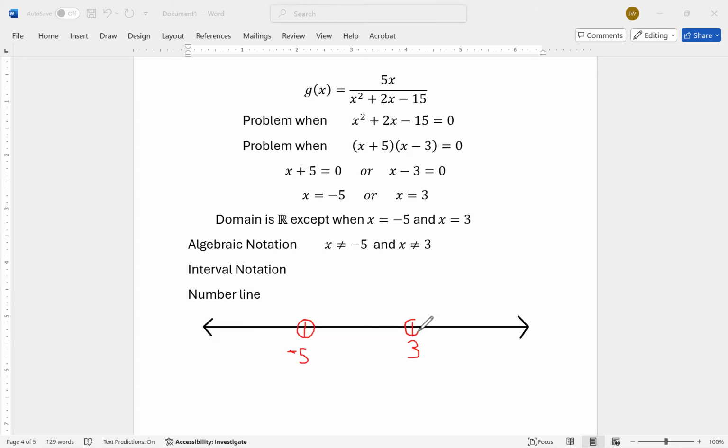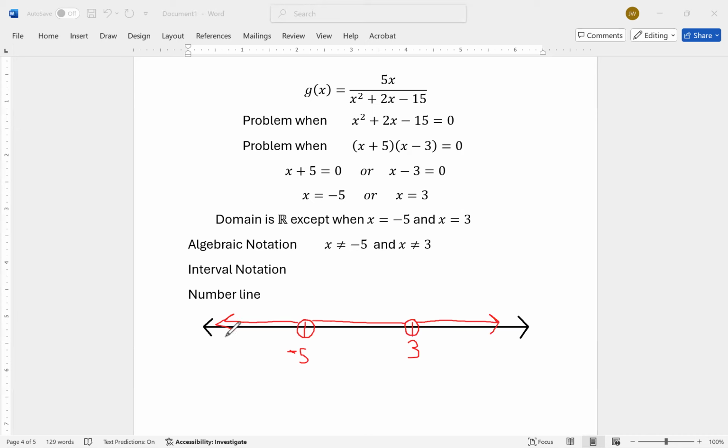That's the traditional way of saying that we can't touch that number. Our graph doesn't hit that number. And then I would say any other numbers do work. So I'd shade in between the -5 and the 3. I'd shade below -5. I'd shade above 3. So every number except for those two will work.